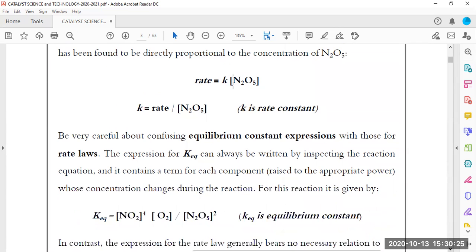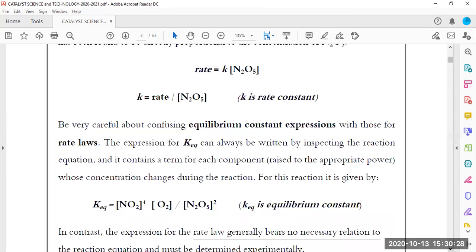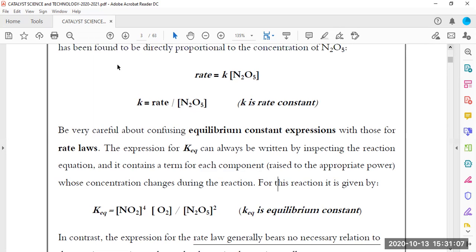So we have to be careful. There is another constant in chemical reactions. It's called the equilibrium constant, but that's different from this k. So be very careful about confusing equilibrium constant expressions with those for rate laws. The expression for K equilibrium can always be written by inspecting the reaction equation. You need the reaction equation, and it contains a term for each component.